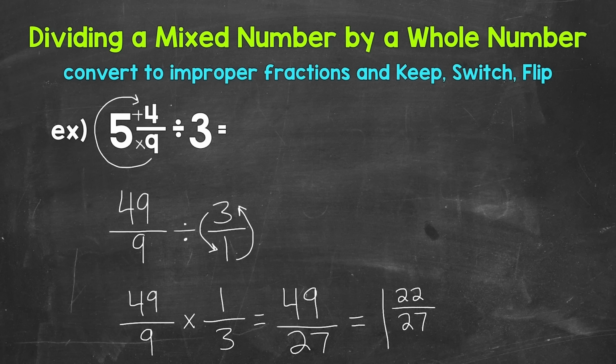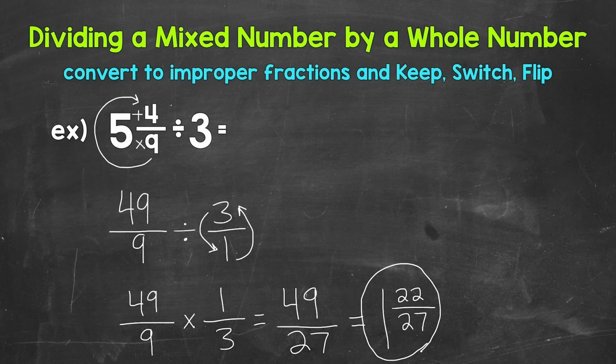We can always look to see if we can simplify the fractional part of a mixed number. The only common factor between 22 and 27 is 1. So that is in simplest form. We are done. 1 and 22/27.